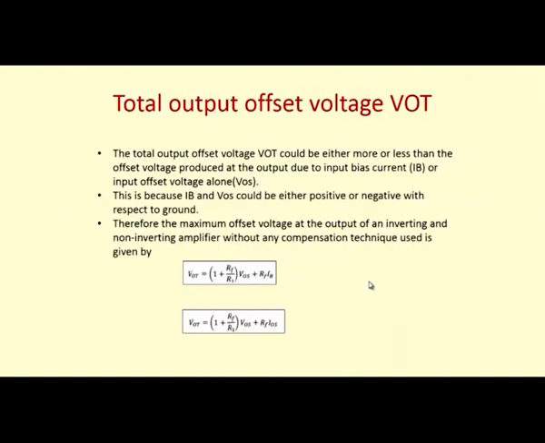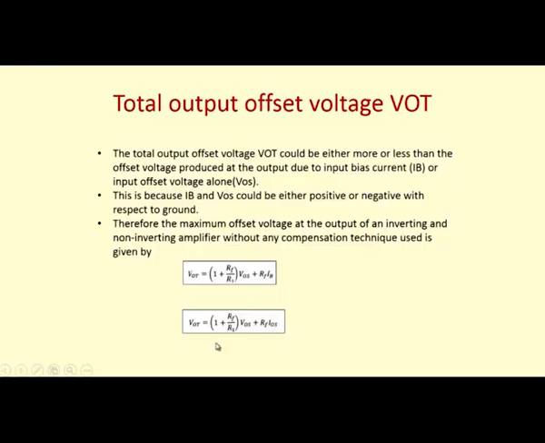What do you mean by the total output offset voltage, VOT? The total output offset voltage could be either more or less than the offset voltage produced at the output due to the input bias current or the input offset current alone. Because VOS may be positive or negative, and also IB is positive or negative.